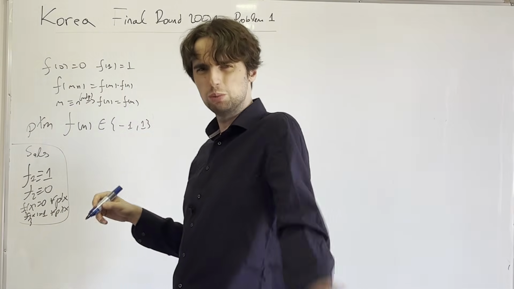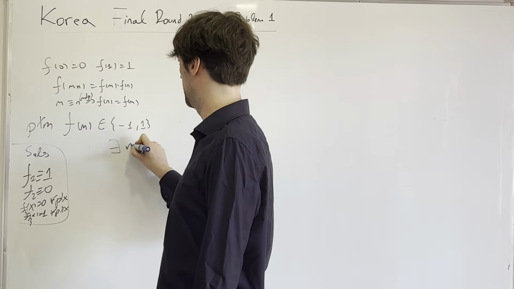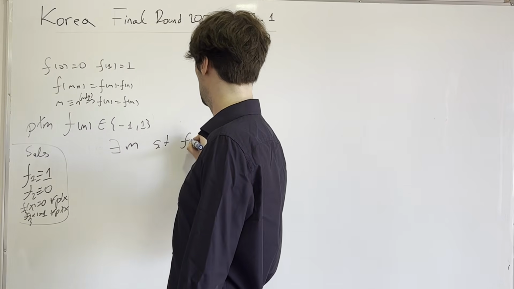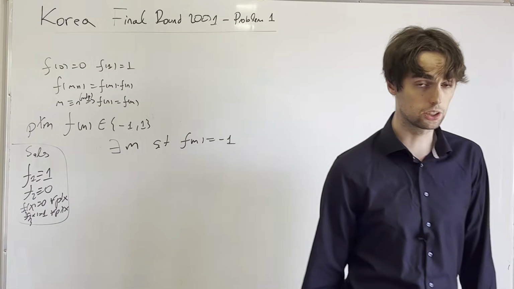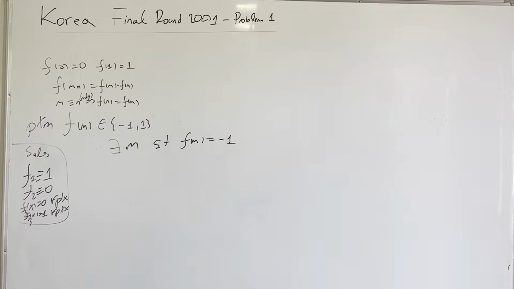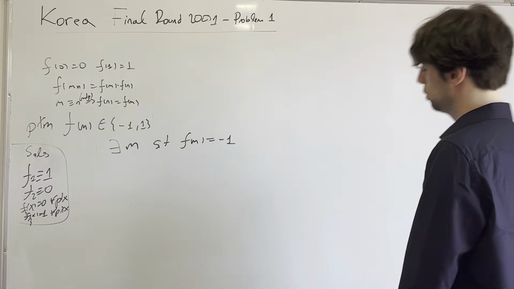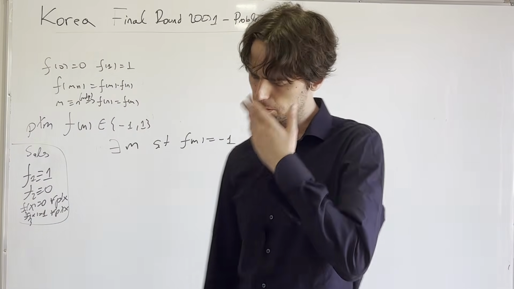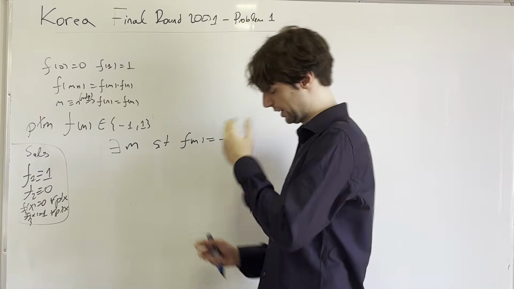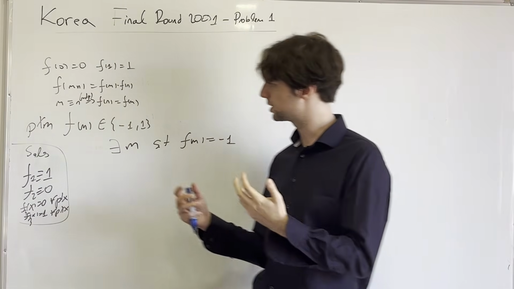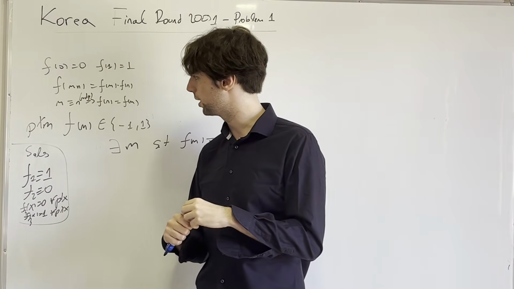So let's assume there exists an m such that f of m is equal to minus 1. And now things are getting spicy, aren't they? They're going to get a lot more interesting now. So let's think more about the problem. So you're going to have a minus 1. Can we also, okay, we're playing around. We have this multiplication stuff going on.